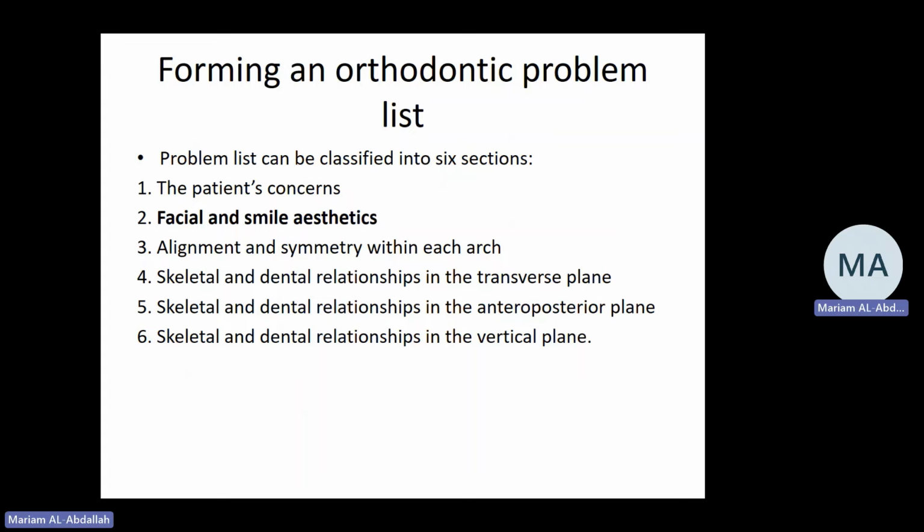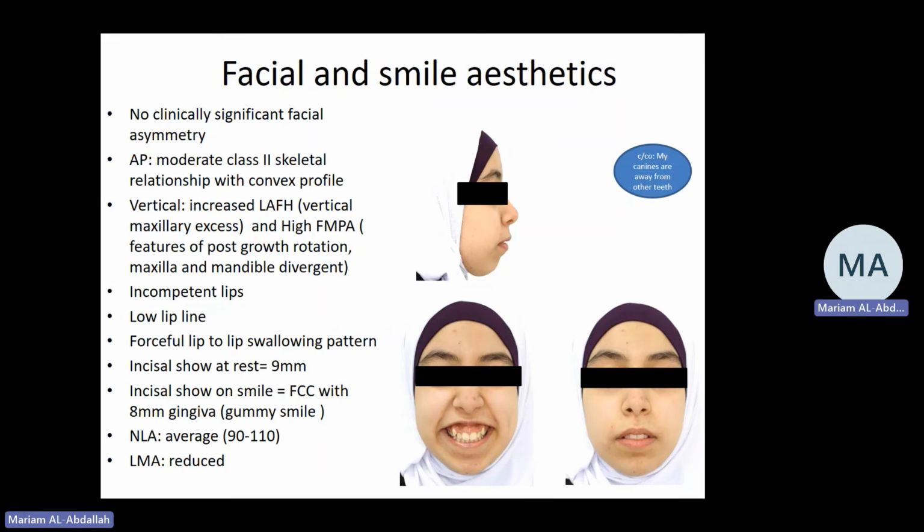Now, let's give you an example about facial and smile aesthetics. So this patient here, if I want to describe her facial aesthetics, I need to say that there is no clinically significant facial asymmetry, okay? And this is part of my exam. I write this on my examination sheet, but not on my problem list because this is normal. No clinically significant facial asymmetry, right?